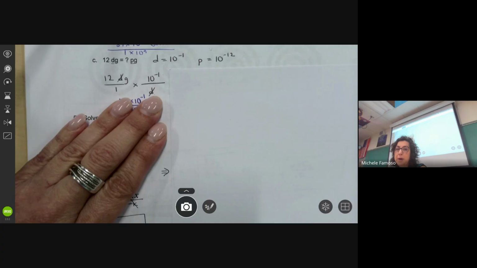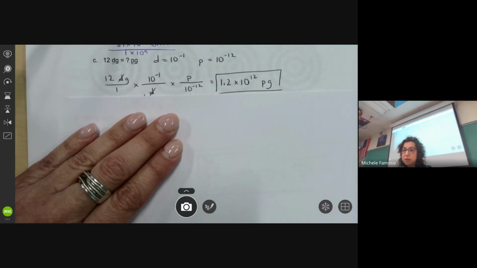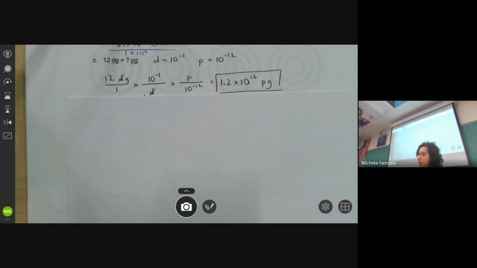So deci in the bottom, 1 times 10 to the negative 1 in the numerator. And then we're going to multiply by the pico conversion factor. So pico in the top, 10 to the negative 12, or 1 times 10 to the negative 12 in the denominator, which gives us 1.2 times 10 to the 12 picograms.